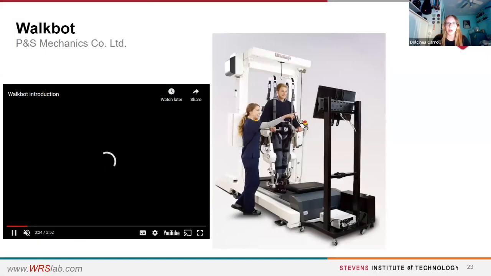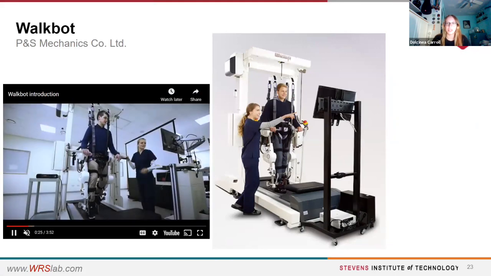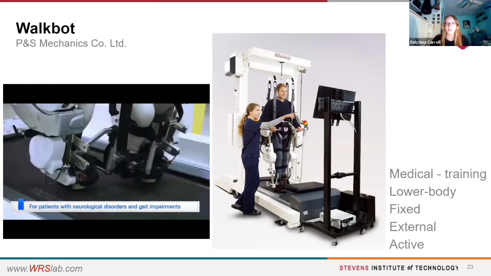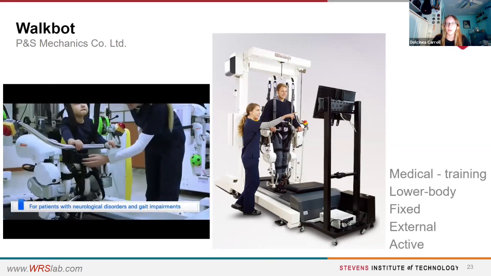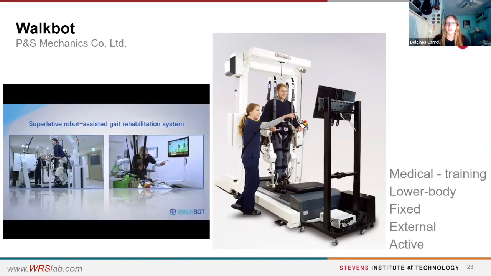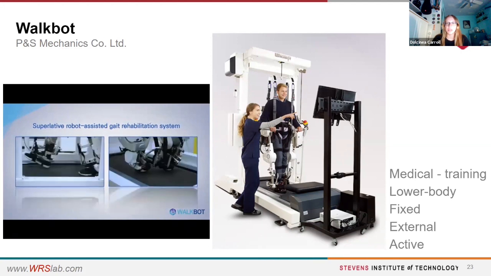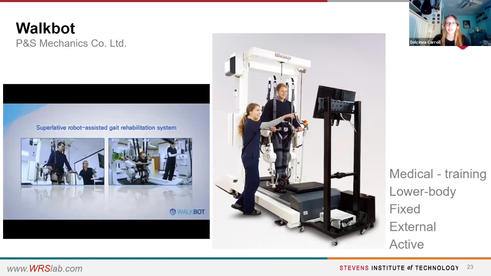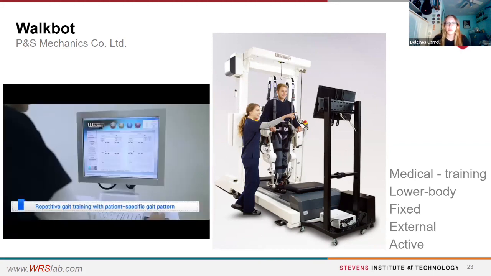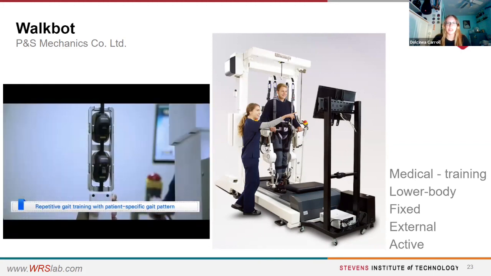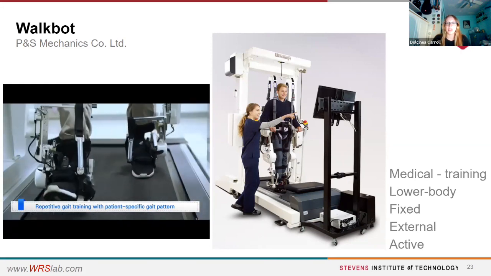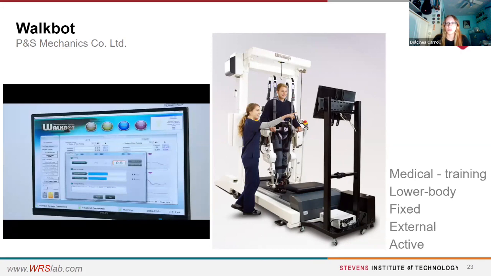This is the Walkbot. It is a gait rehabilitation exoskeleton. Because of this, it is for medical uses, specifically as training or rehabilitation. The body segment it focuses on is the lower body. As you could probably tell from the photograph, this exoskeleton has a fixed frame. And as with most fixed exoskeletons, it has an external anchoring point. It is also classified as an active device because of the motor-controlled joints.